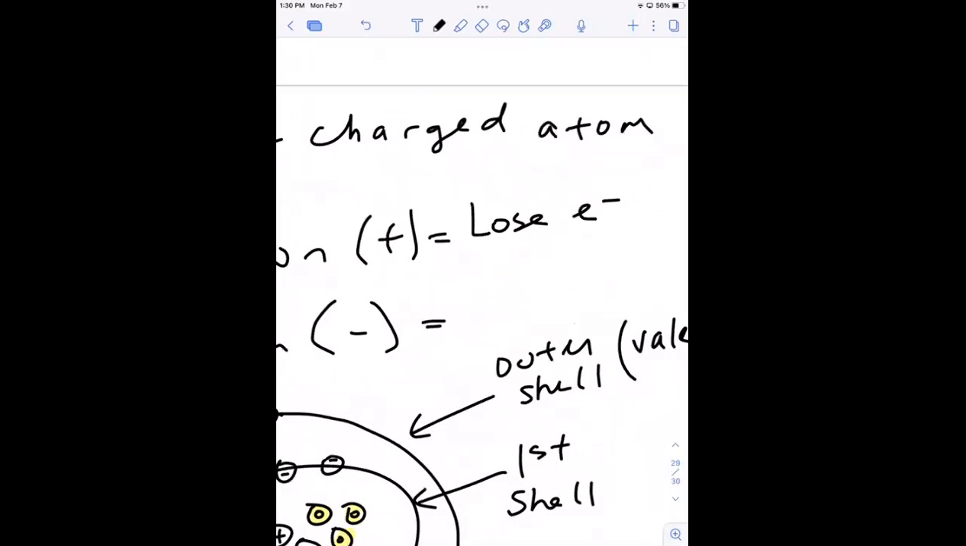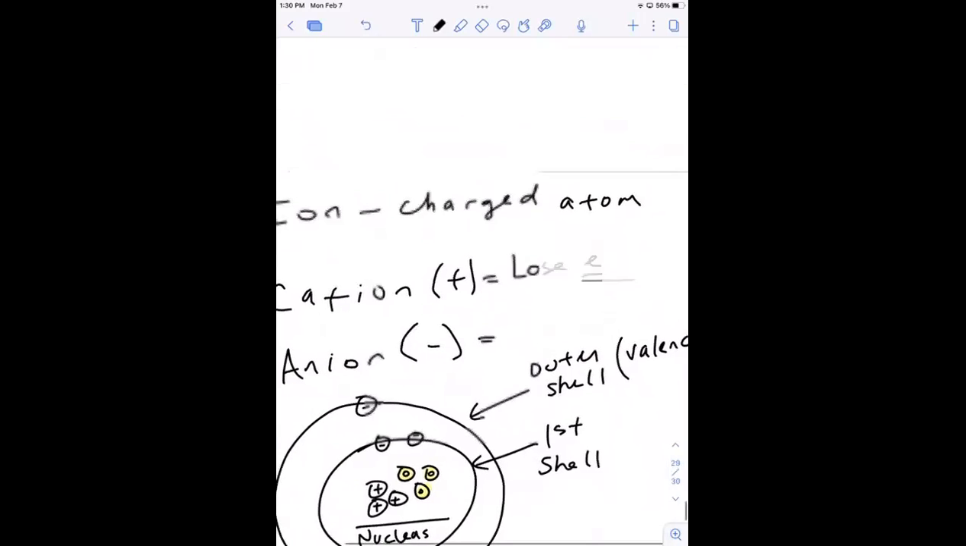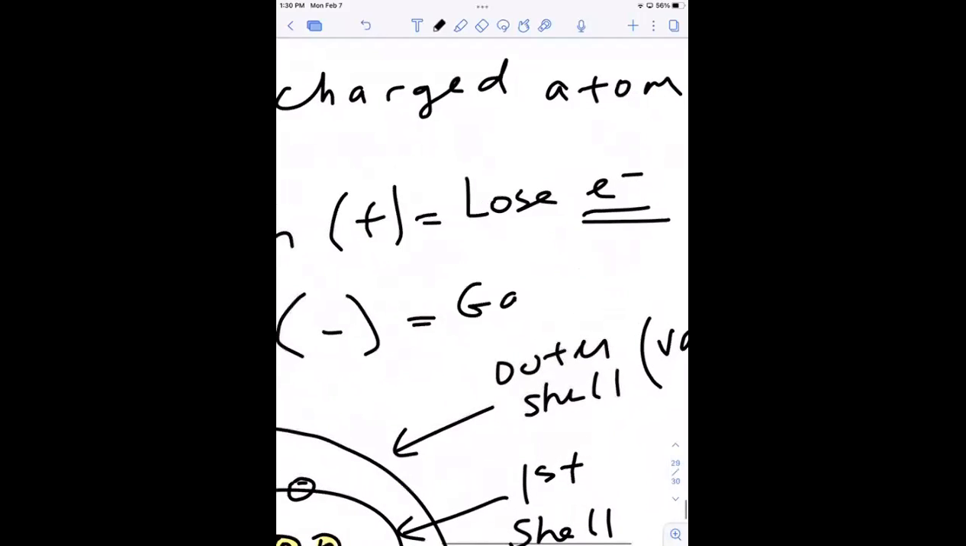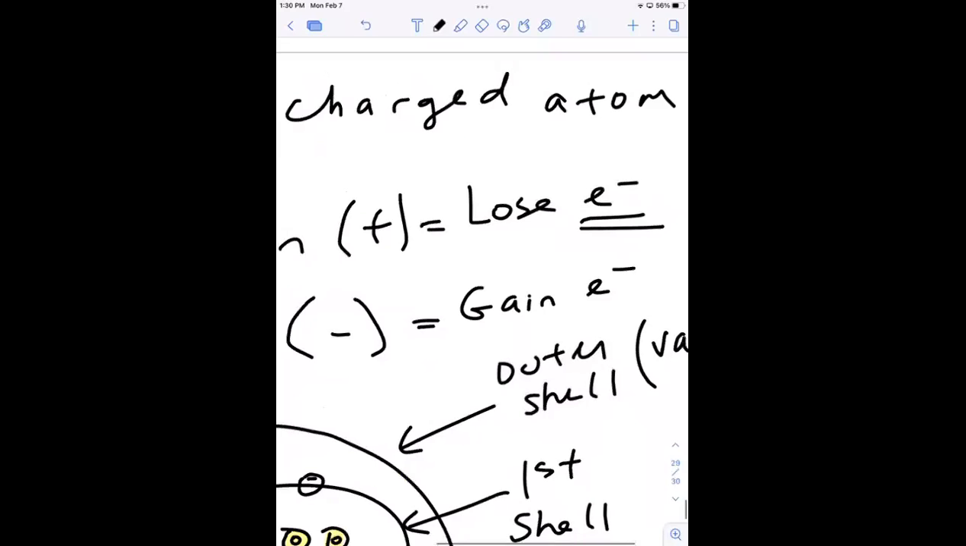Now I'm abbreviating electrons as E negative. So from this point forward, if you see me write E negative, that means that's an abbreviation for electrons. All right. In order to make an anion, you gain electrons.